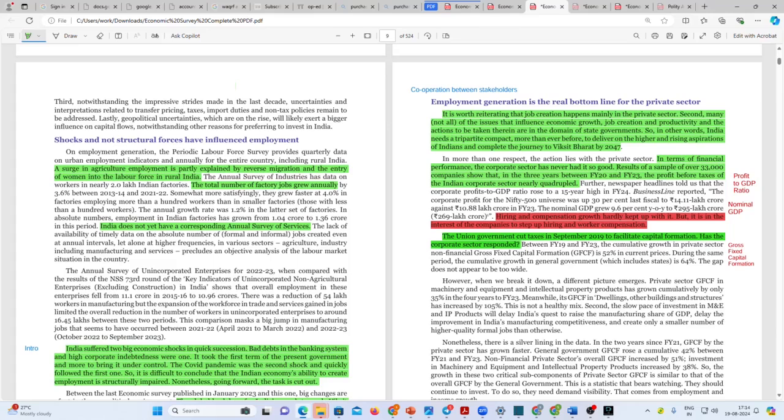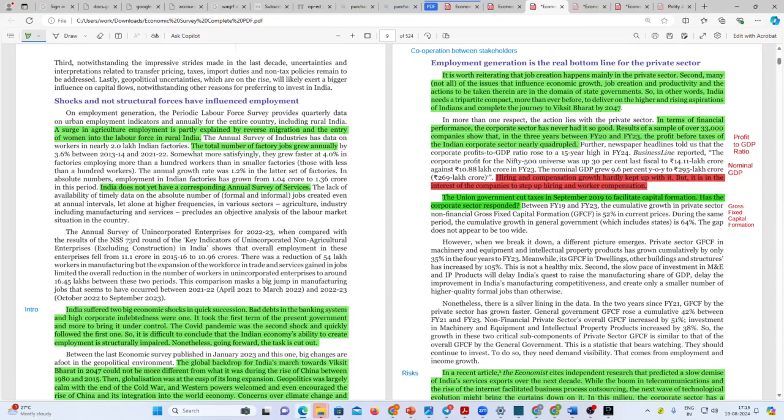Okay, then I move on to the next paragraph. In terms of financial performance, corporate sector has never had it so good. It means the corporate sector has been performing very well. Okay, so everything seems to be positive. All right, that's good. So results of a sample of over 33,000 companies show that in 3 years, the profit before taxes of Indian corporate sector nearly quadrupled. So it means that for a lot of companies, the profit has actually quadrupled. It has become 4 times in the last 3 years. Okay, so it means a lot of growth has been happening in the private sector.